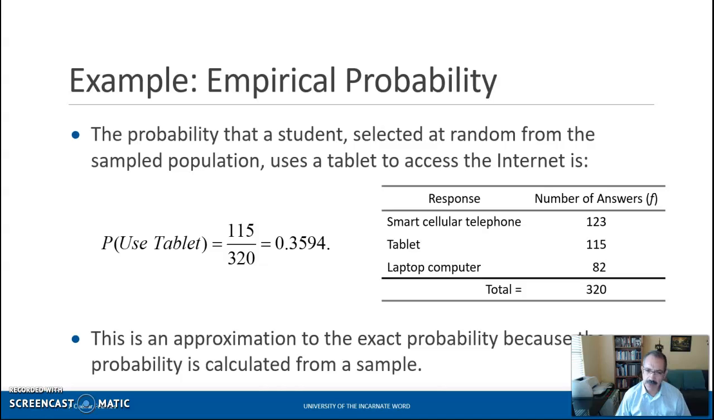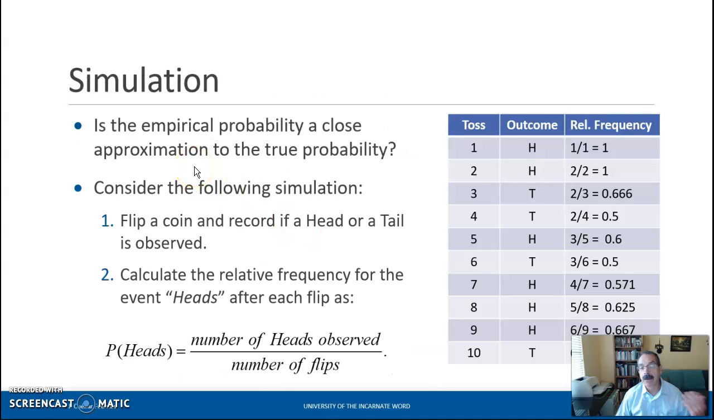Now, great, I see how the probability is calculated, but you notice that this is an approximation to the exact probability because the probability is calculated from a sample. And the question is, how good is this probability? Or in other words, how close is this empirical or relative frequency probability to the true probability? To see that, consider this simulation.